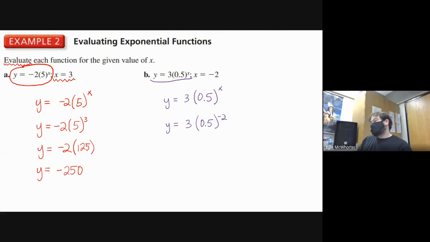Okay, so the -2 power, the negative part says do the reciprocal of the base. And so I'm gonna do a little thought bubble up here for a second. 0.5 is the same as 1/2, right? So if I'm doing 0.5 to the -2 power, that's the same as doing 1/2 to the -2 power.